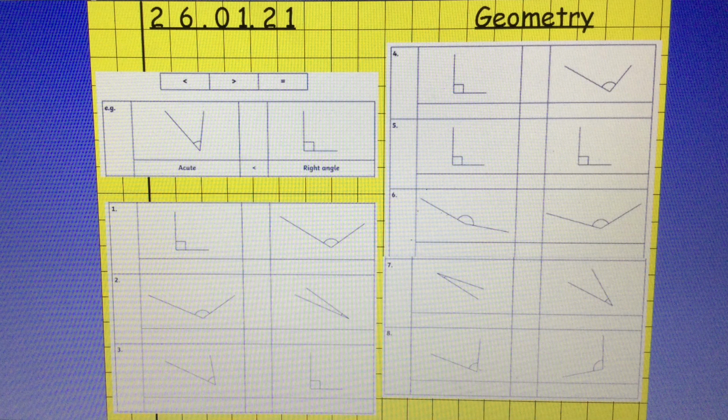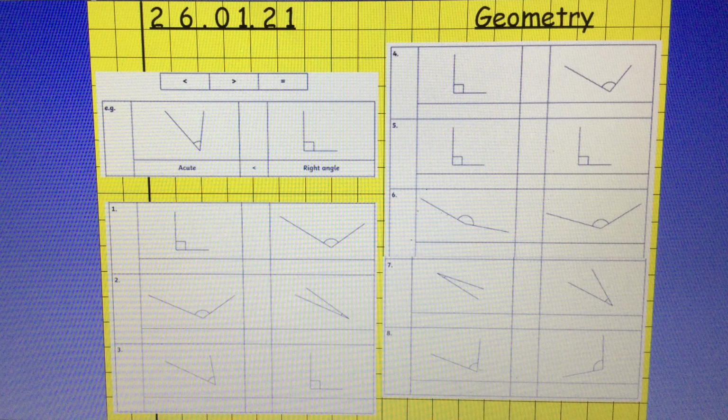And here is your geometry challenge for today. What you need to do is compare the two angles in each question, and you've got to decide which angle is more than or less than, or if they're equal to one another.